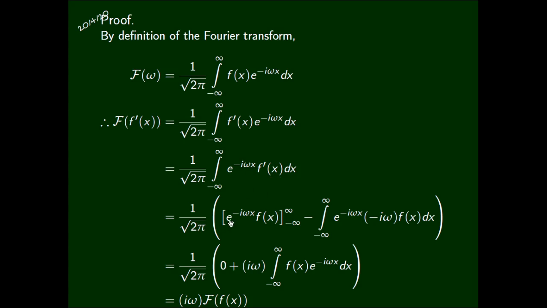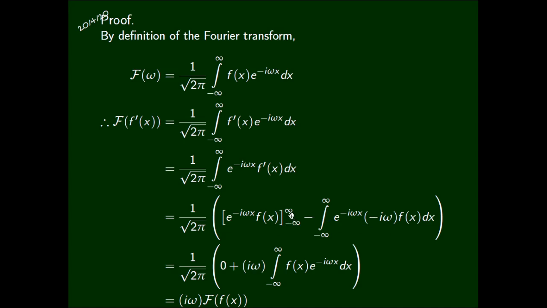So first function e raised to minus i omega x into integral of the second function, that is integral of f dash, that is f, in the range minus infinity to infinity, minus integral of derivative of the first function, that is e raised to minus i omega x into minus i omega, into integral of the second function, integral of f dash, that is f dx. I take this minus i omega outside, so minus into minus positive, I got plus i omega.